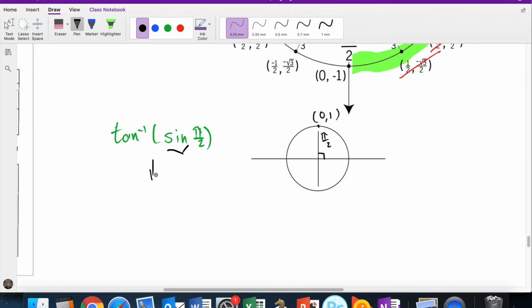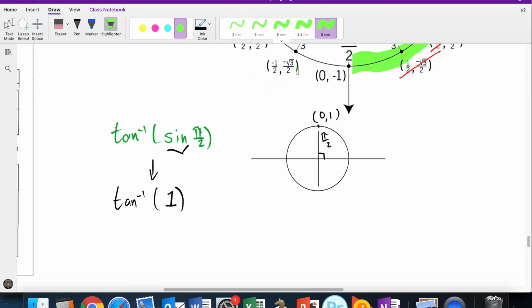So really what I'm looking for is the inverse tangent of sine of pi over 2. Well, to put it a little bit more simply, I'm looking for the inverse tangent of 1. So in other words, where on my unit circle that falls within the inverse tangent's range is tangent equal to 1. So once again, the range is going to be from here all the way to here. So on this side of the unit circle, where is the inverse tangent of 1? Where would tangent give you 1?